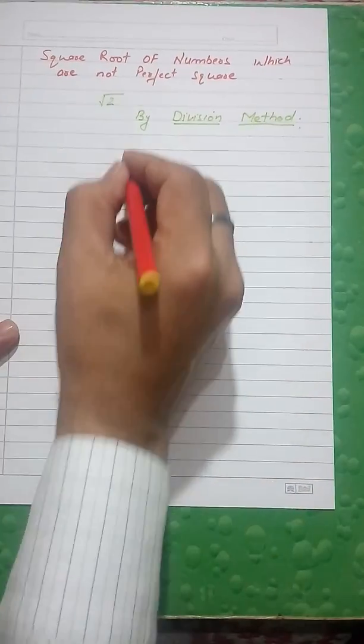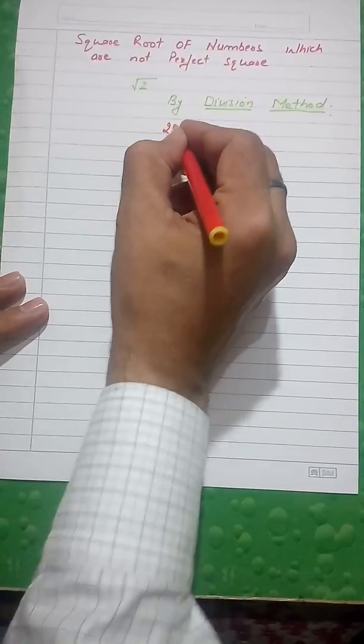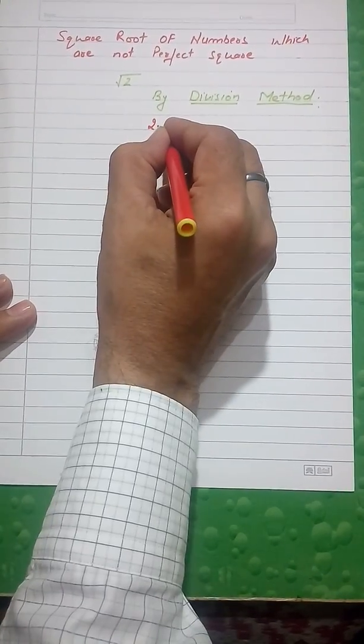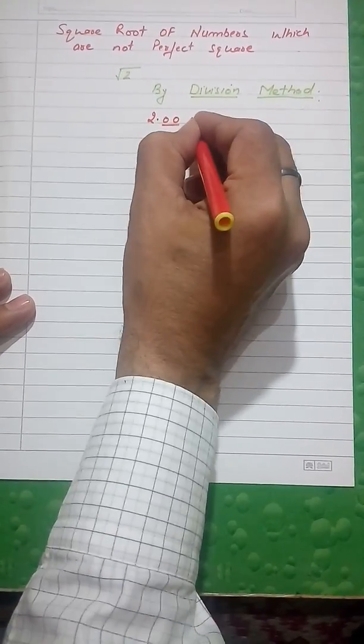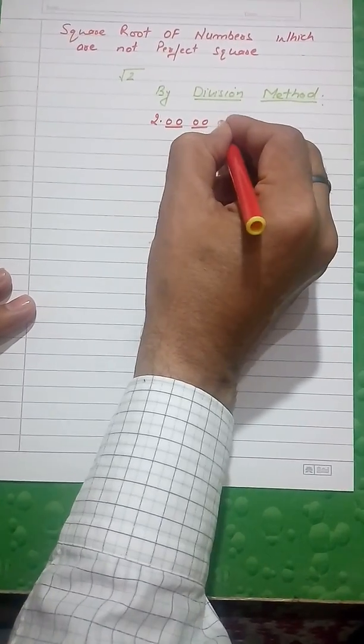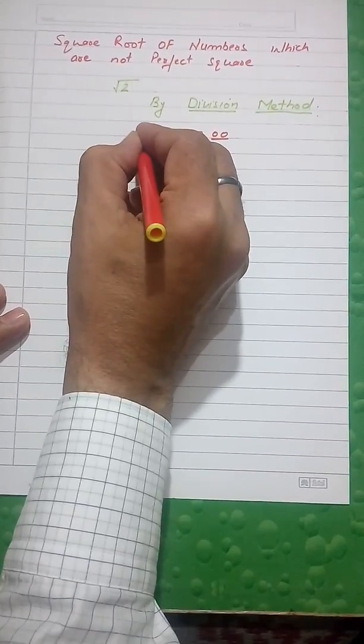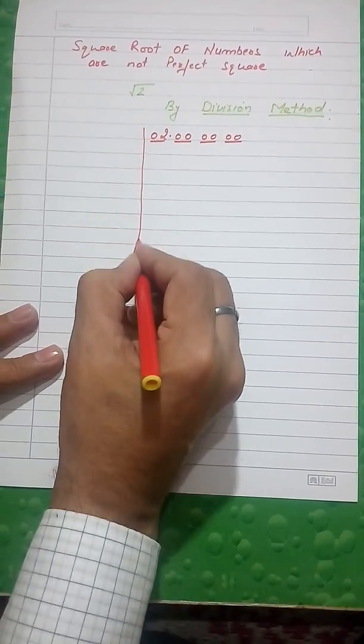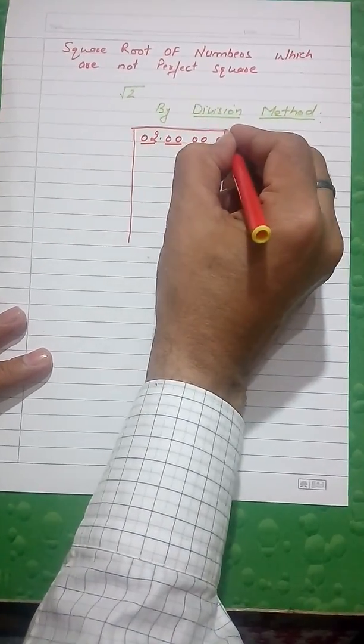Whenever you have to find the square root of such a number, always put a decimal here, and after the decimal make pairs by putting zeros, and also make the pair on this left-hand side. Now try to do it.